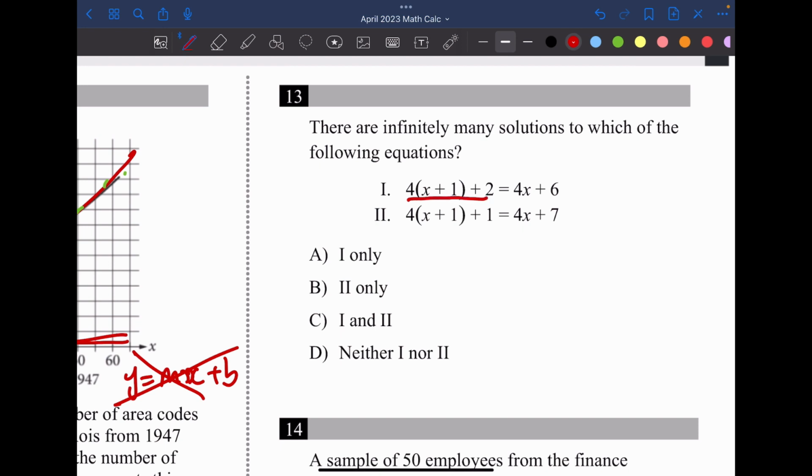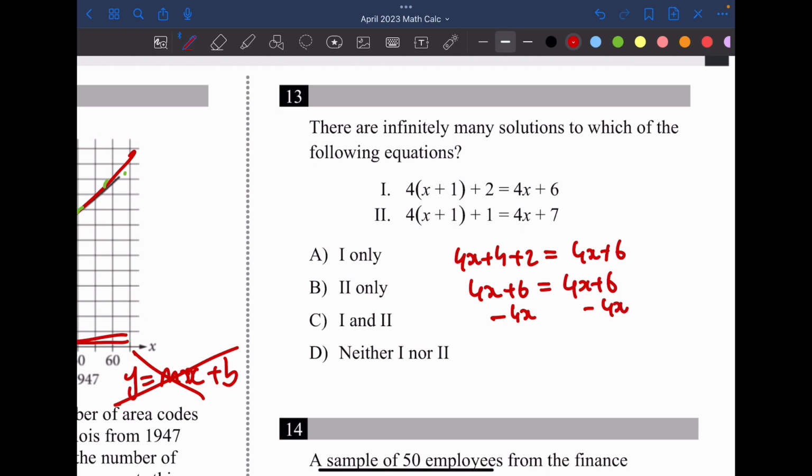For the first one, let's expand. So 4 times x plus 1 would be 4x plus 4, and then add the plus 2, so 4x plus 6. This would be 4x plus 6 is equal to 4x plus 6. And let's start getting rid of some values. So let's subtract 4x from both sides, so minus 4x minus 4x. You would end up with 6 is equal to 6.